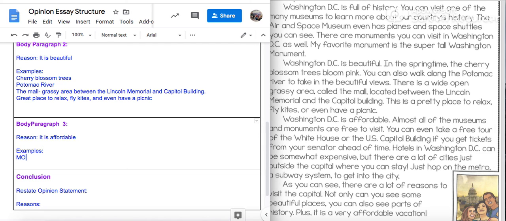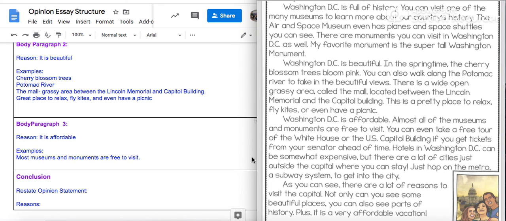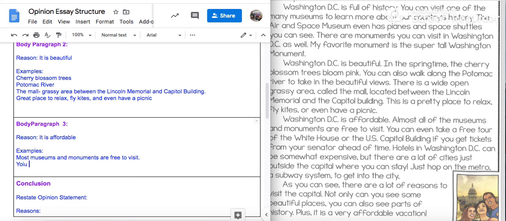She says her examples, most museums, whoa, I am not doing good with spelling. Most museums and monuments are free to visit. You can take a free tour of the White House and the U.S. Capitol building if you get tickets from your senator ahead of time. So you can take a tour of the White House or the U.S. Capitol building.